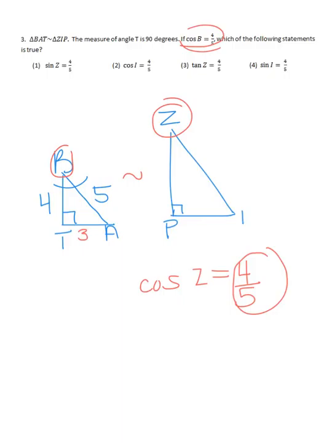So let's just draw up some other true statements here with regard to triangle ZIP now, based on triangle BAT. Sine of z is equal to 3 over 5, just like sine of b. Tangent of z is equal to the same thing as tangent of b, which would be opposite 3 over adjacent of 4.